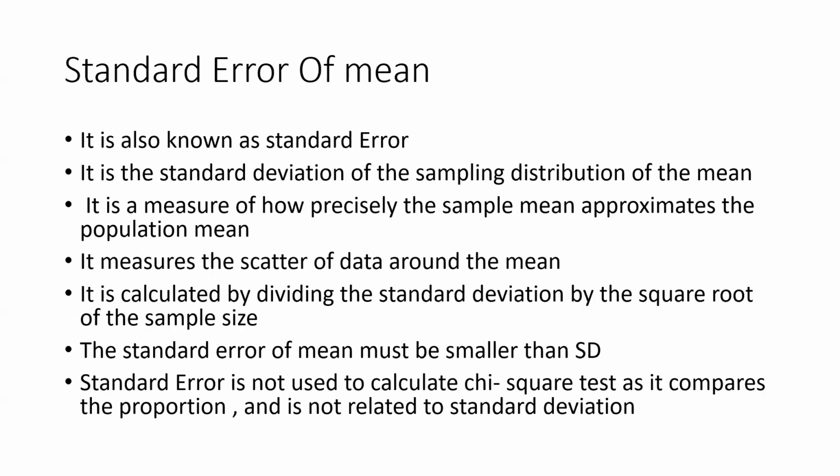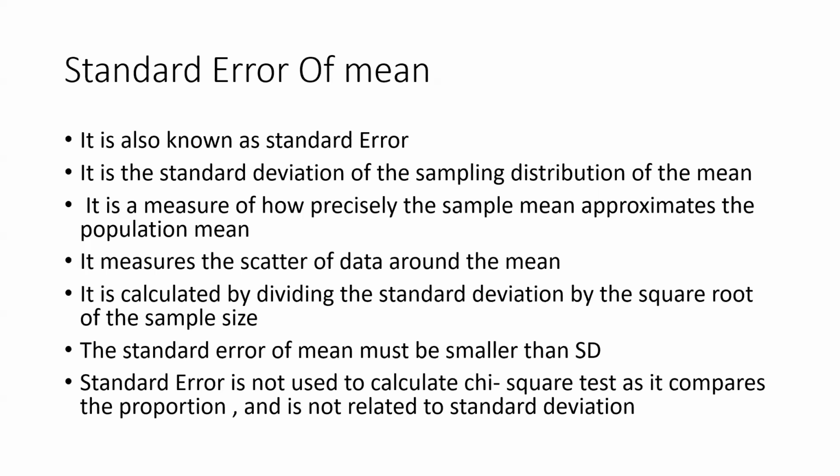Now the standard error of the mean. It is also known as standard error. It is the standard deviation of the sampling distribution of the mean. It is the measure of how precisely the sample mean approximates the population mean. It measures the scatter of data around the mean. It is calculated by dividing the standard deviation by the square root of the sample size.